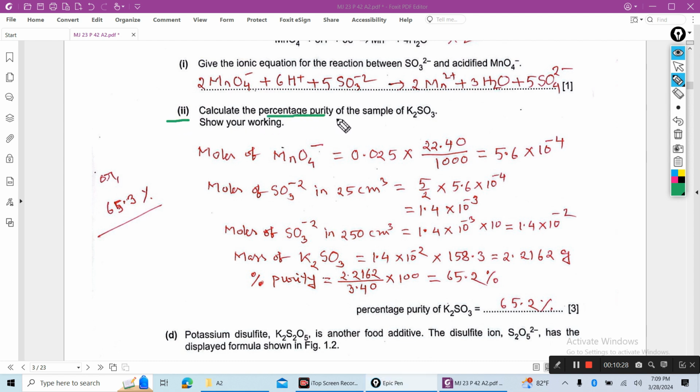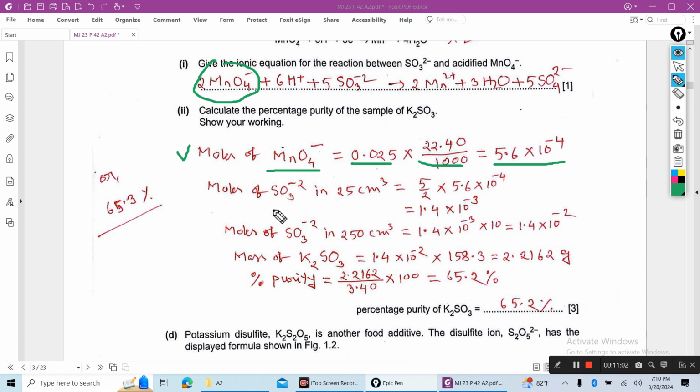Calculate the percentage purity of the sample of potassium sulfite. You have to show your working. First, moles of manganate ion. You see the concentration is given and the volume is given. So volume in cm cubed divided by 1000, you will convert into dm cubed. First of all, moles of manganate ion is concentration times volume, and you get this mole of manganate ion.